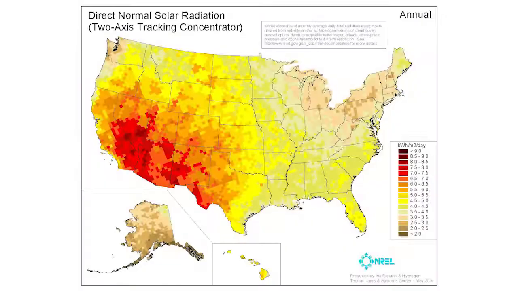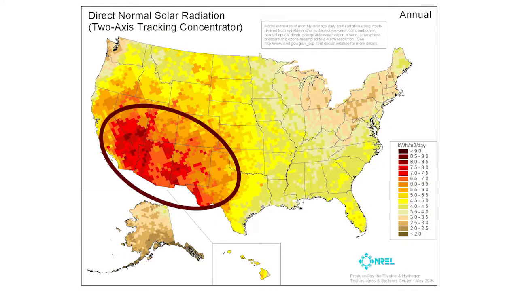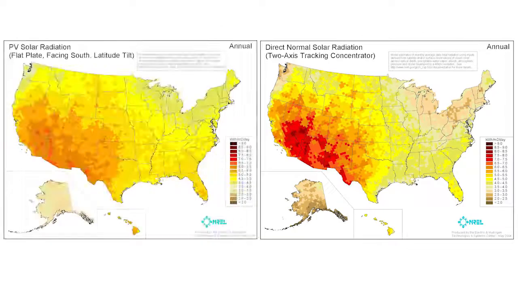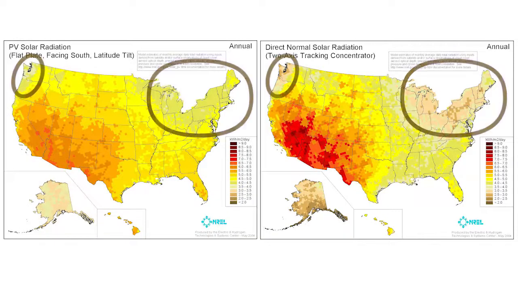We can also improve performance using a tracking system, which moves the collector throughout the day to always receive direct irradiation. Looking at this map, we see dramatic increases in solar irradiance in the southwest. However, what's quite interesting is that the level actually goes down significantly in the northeast and the northwest because tracking favors direct irradiation. There are very few cloudy days in the southwest, so there's more direct irradiance and the collectors can align directly with the sun wherever it is in the sky.